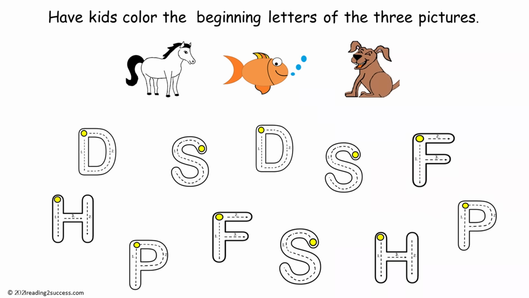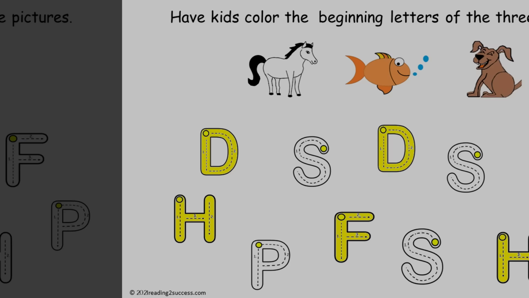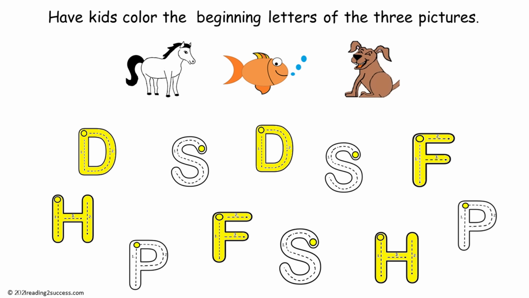In this practice page, have kids color the beginning letters of the 3 pictures, horse, fish, and dog. And this is a completed example.